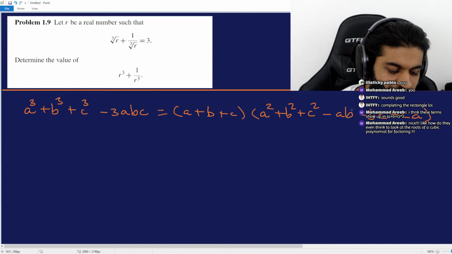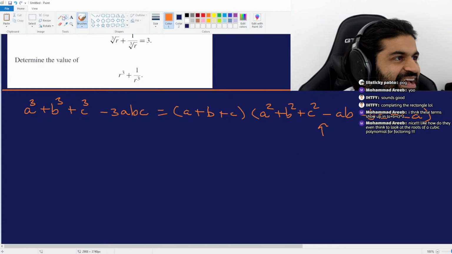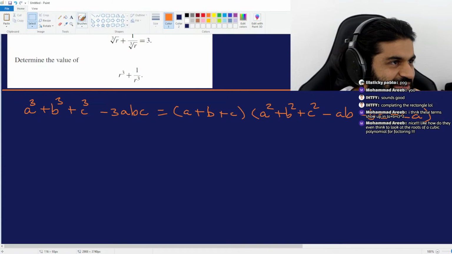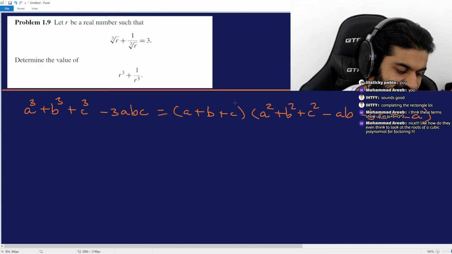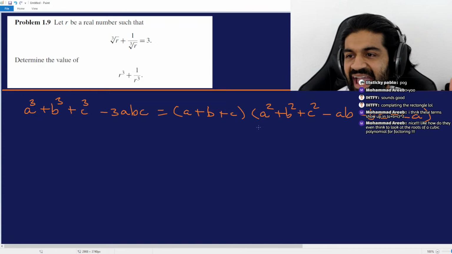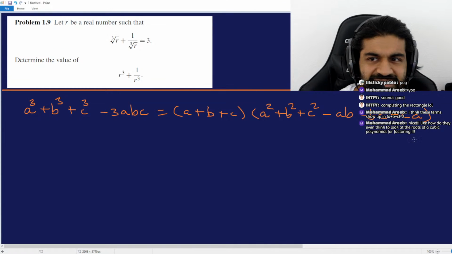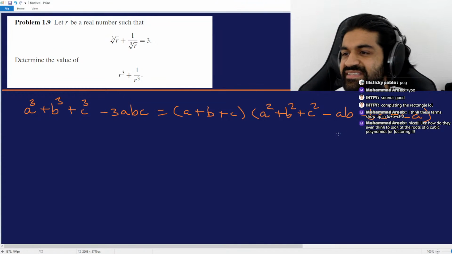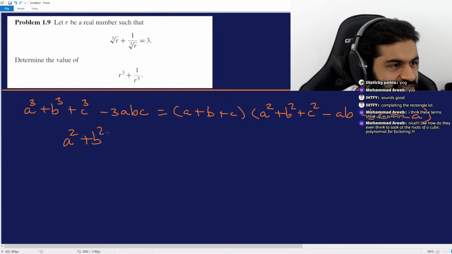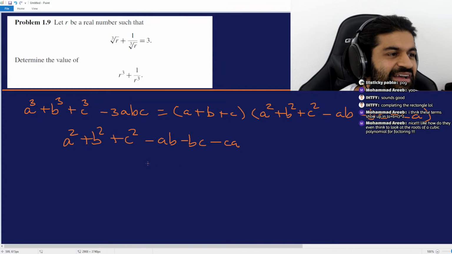Here's a question. Can we factor this piece further? And maybe, kind of, yes. If you're willing to use complex numbers, you absolutely can. So watch me now. What I'm going to do is treat this as a quadratic in A. Just pretend that A is a variable and B and C are constants. So we're examining this particular quadratic: a squared plus b squared plus c squared minus ab minus bc minus ca. So this is a quadratic in A.